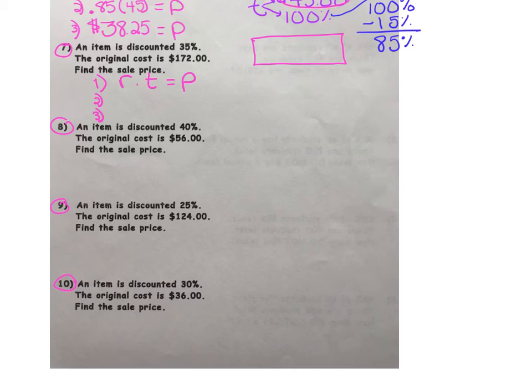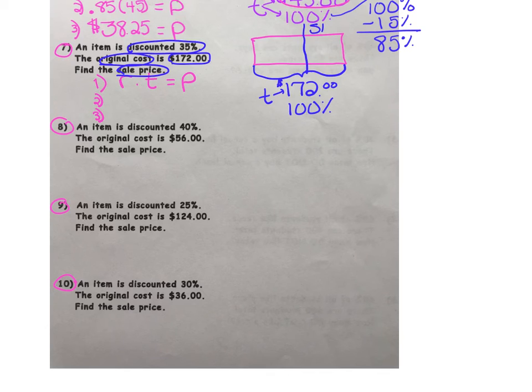In this particular problem, it states, an item is discounted 35%. The original cost is $172. Find the sale price. Well, let's start with the overall total of $172. That's 100%. Now remember, as we cut this bar into parts, there's the part known as savings, and the other part is known as your sale price part of the bar.